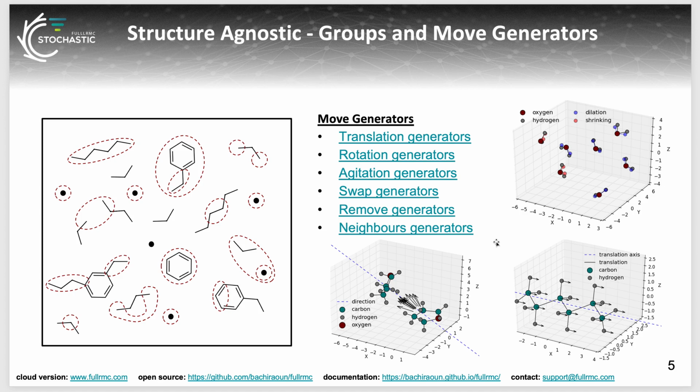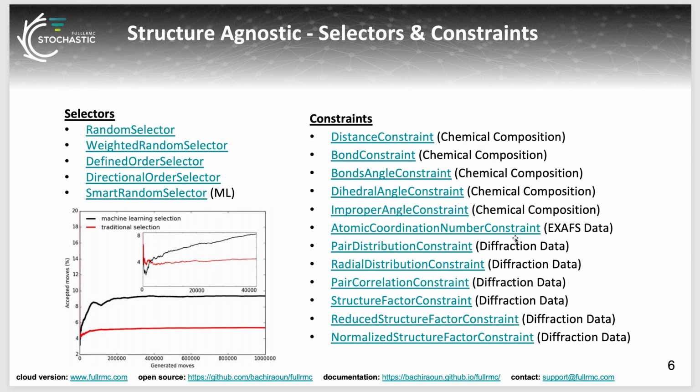The number of moves that you can create is infinite. You can imagine any move that you think is likely to happen, or is likely to get your system to a solution, and you can make it happen in fullrmc. You are not going to be relying on randomness anymore. You can if you want to, but that's not the goal.